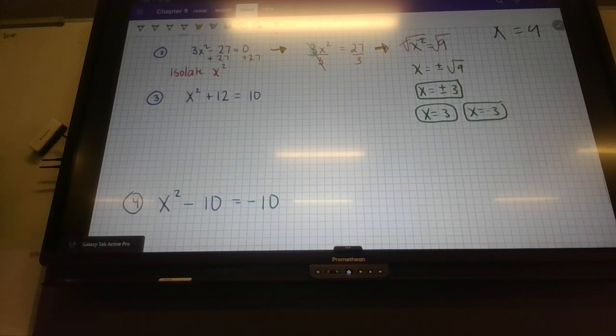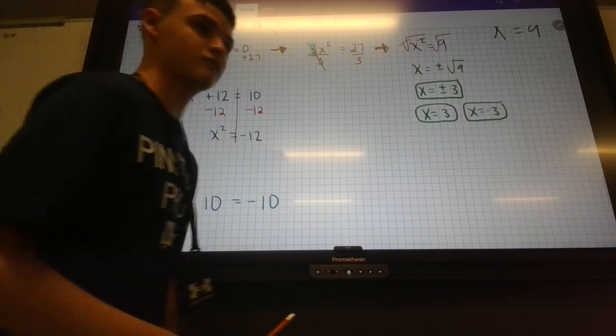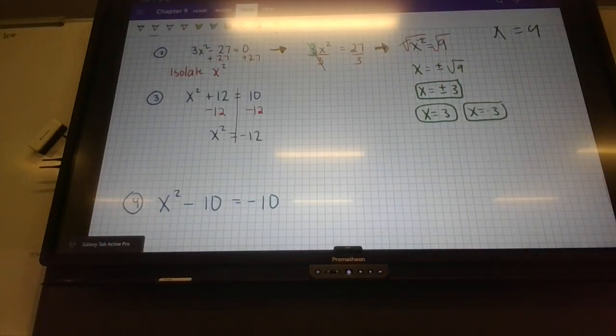Alright, let's head to number 3. Alright, so I'll put the line in. This time I have to subtract 12. I get x squared equals -2. 10 minus 12 is -2. And then I stop.